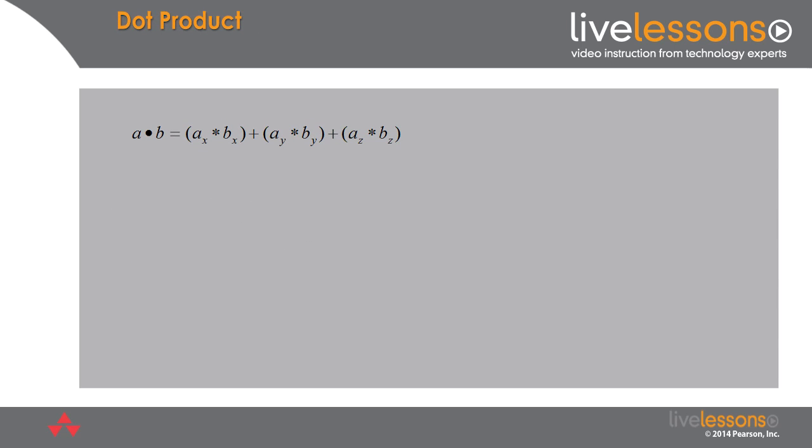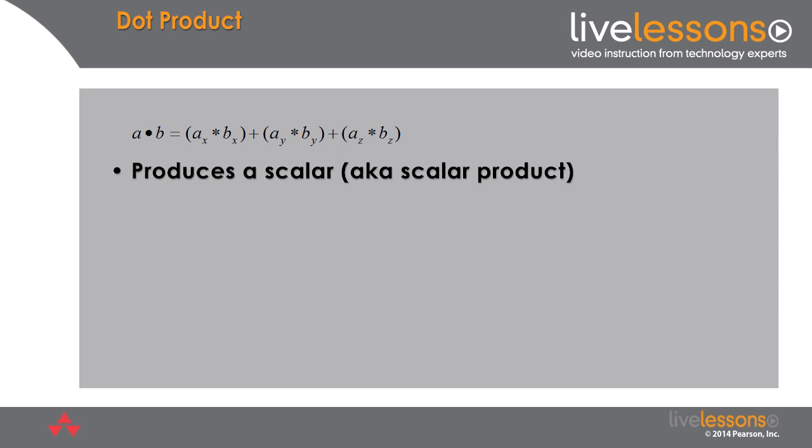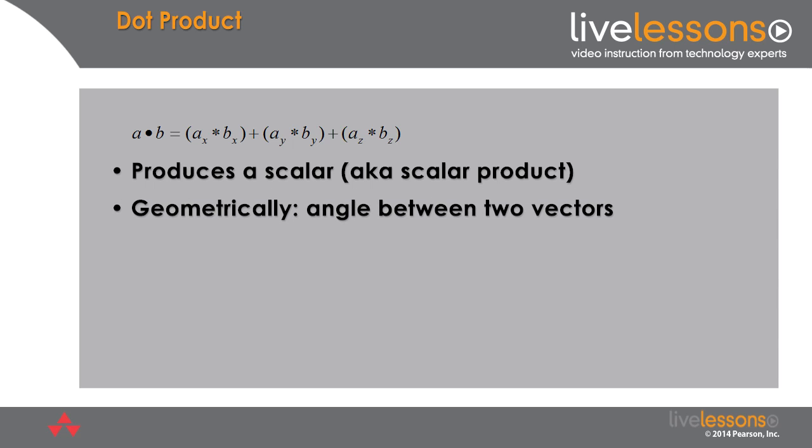The dot product between two vectors is the sum of the products of the matching components. This produces a scalar value, hence the dot product is also referred to as the scalar product. Geometrically, the dot product describes an angle between two vectors, and in equation form, this is the magnitude of a times the magnitude of b times the cosine of theta, where theta is the angle between the two vectors. If a and b are both unit length, then their magnitudes are 1, so we can drop that component and the dot product a dot b simply becomes cosine theta.